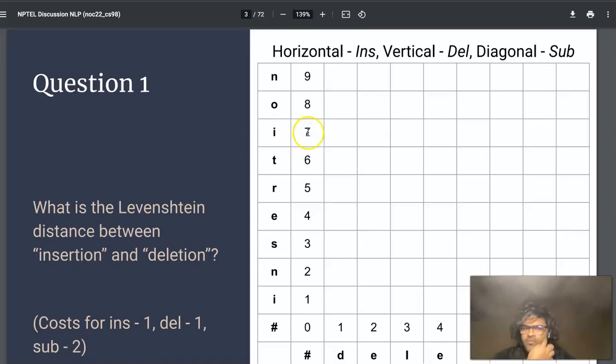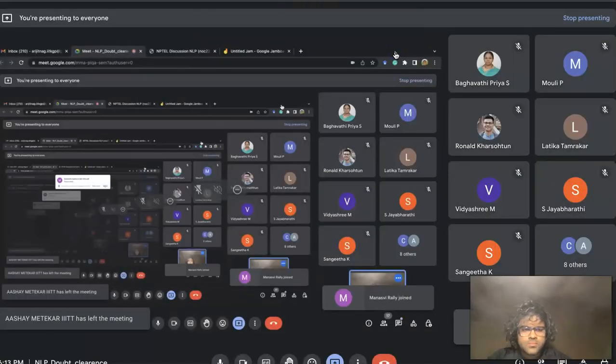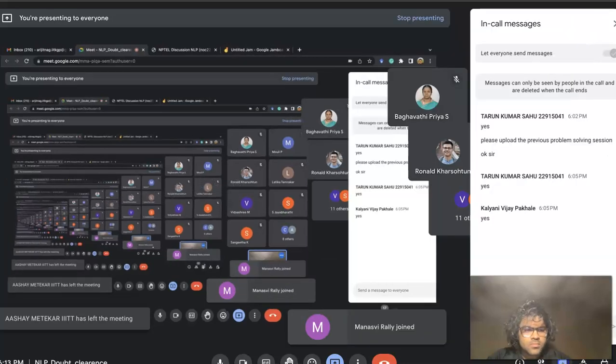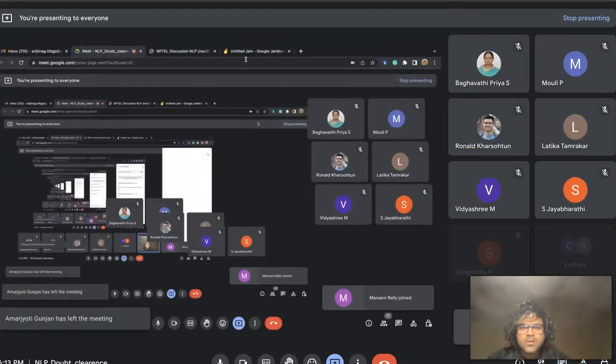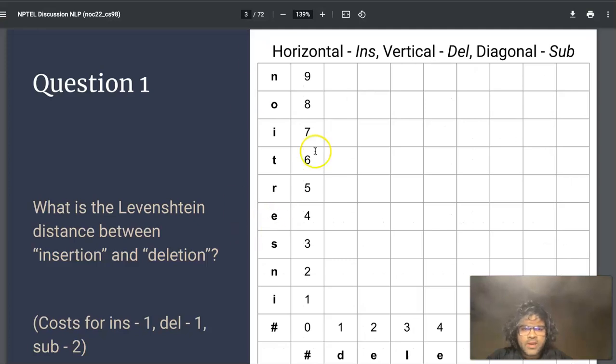If we make a table for this, in the bottom we are writing deletion, and in the row we are writing the insertion part. So we want to go from insertion to deletion. No, this is not the case. Now first we need to fill this thing, the row.